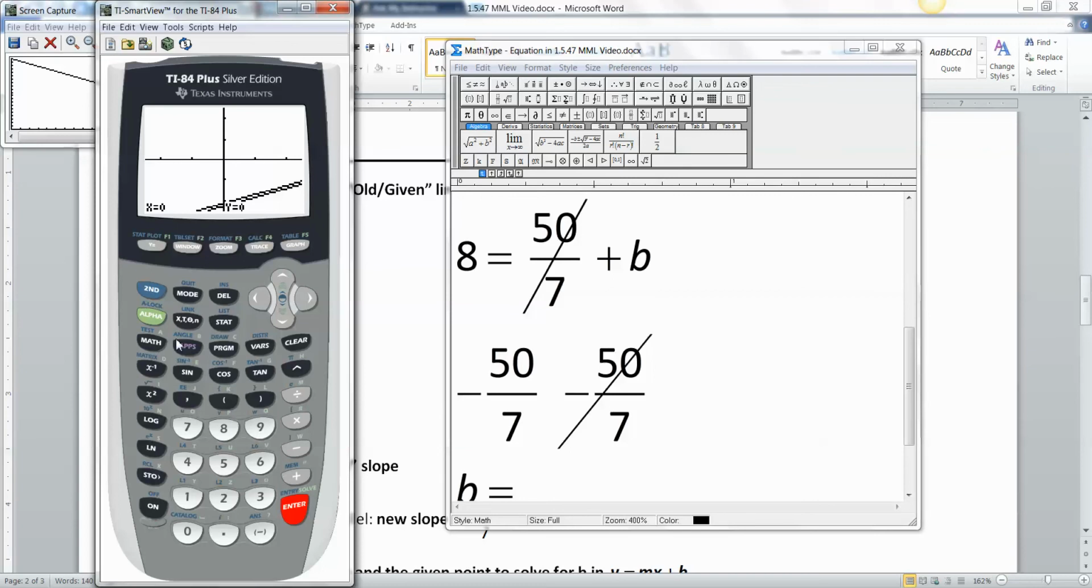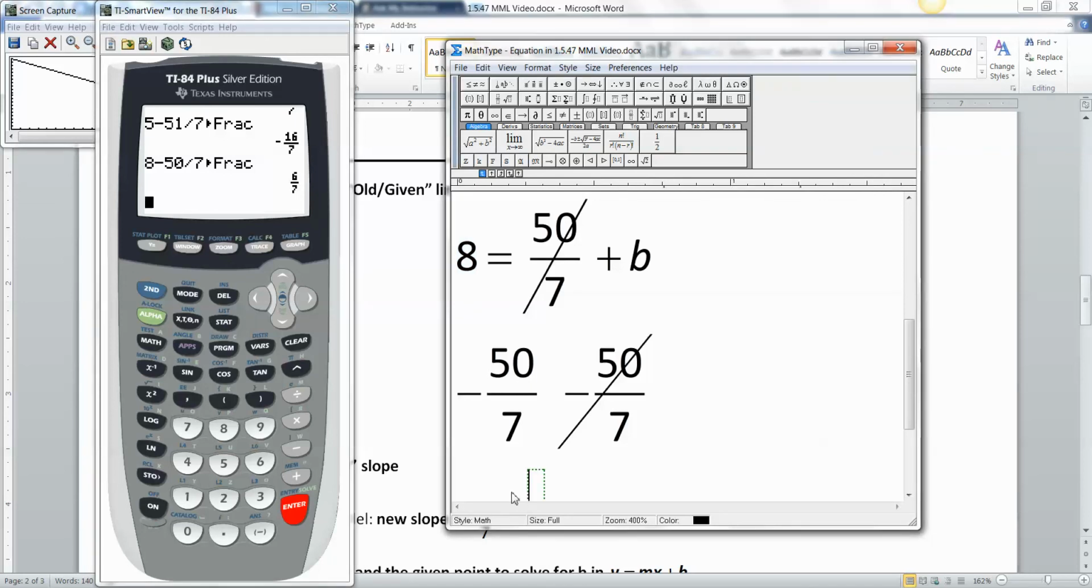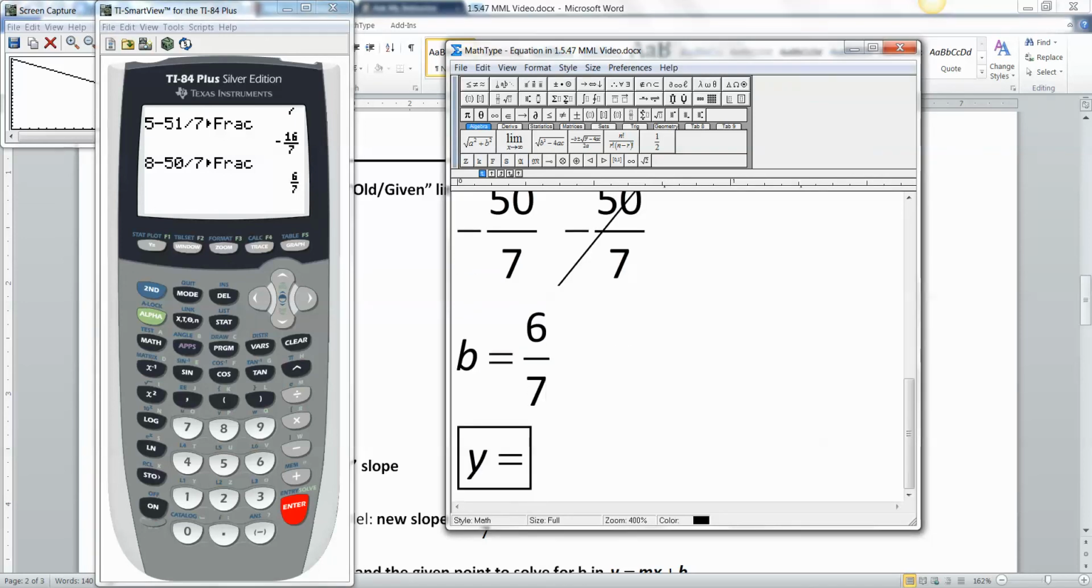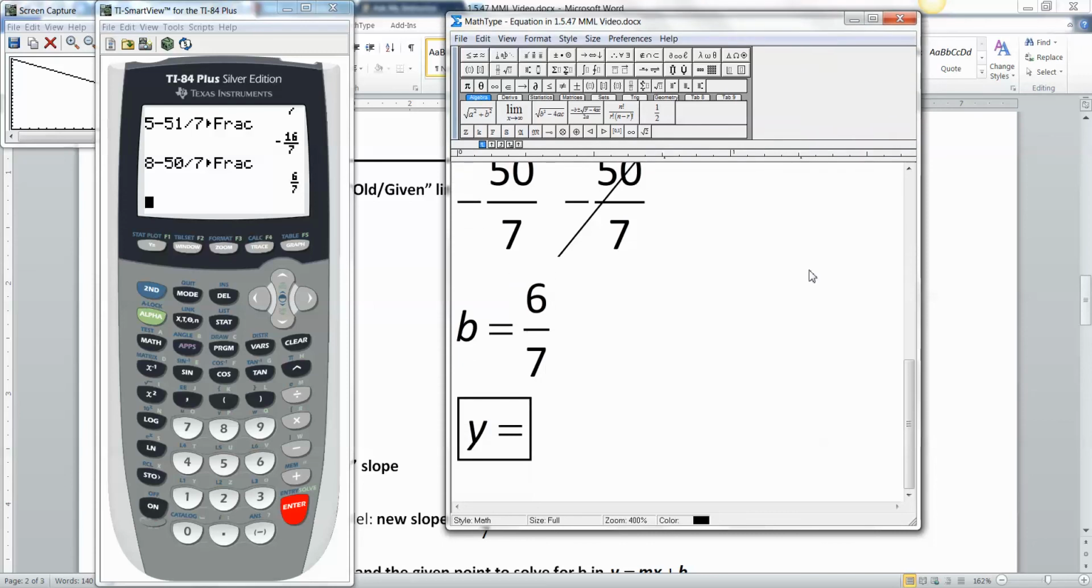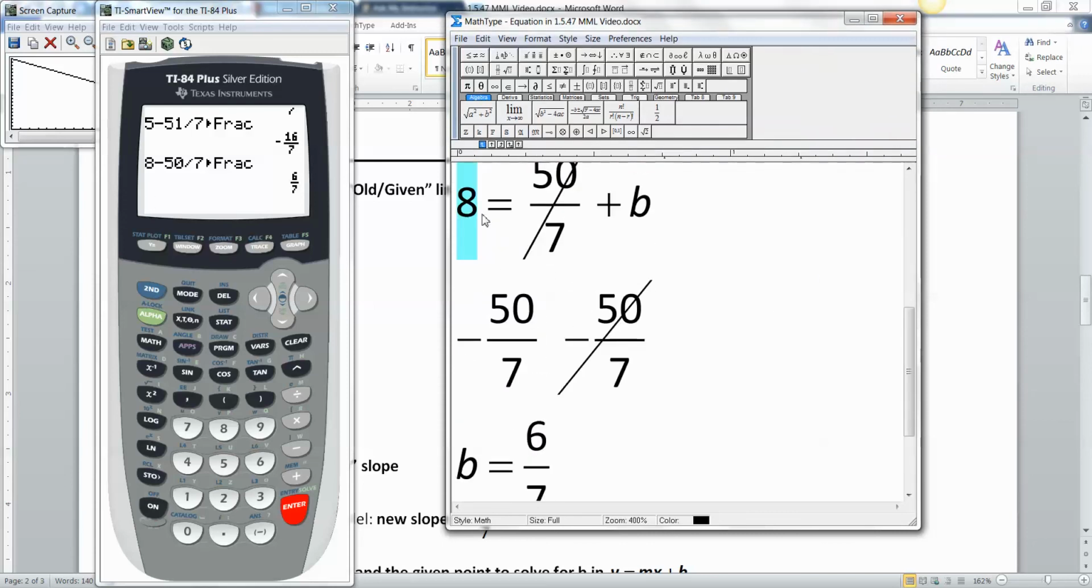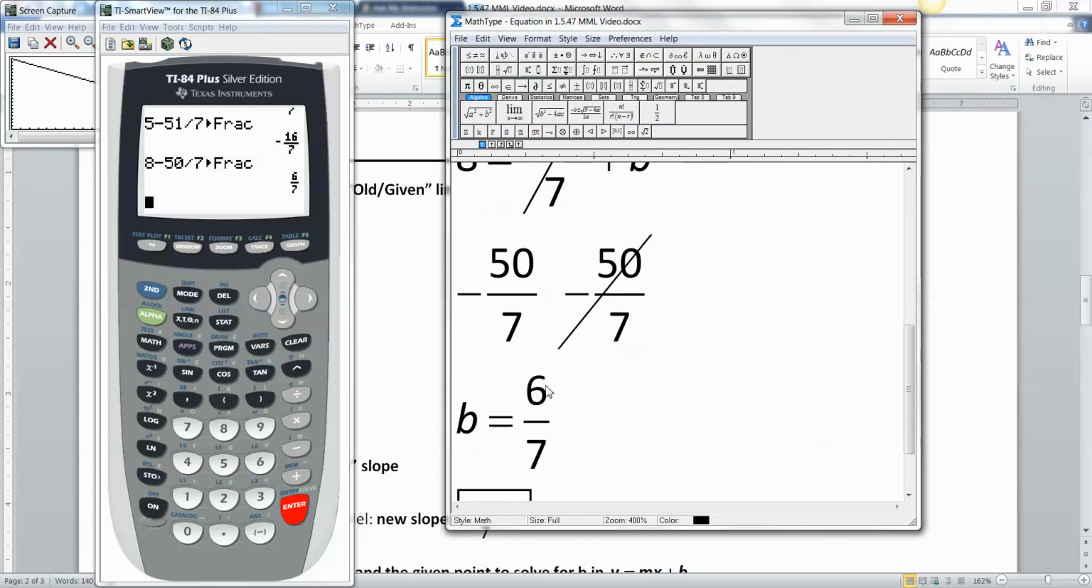Let's see. Quit, to get me out of the screen. That was in a graphing thing. That was the problem I did before. So I'm going to take 8 minus 50 divided by 7. Math, number 1. Enter. And there it is, 6 over 7. So I was right. So if you want to do it longhand, again, it's not a big deal. It would just be multiplying by 7 over 7 to make it so they have the same denominator. So it'd be 56 over 7, take away 50 over 7, which gets you 6 over 7. Or you could use your calculator to do it.